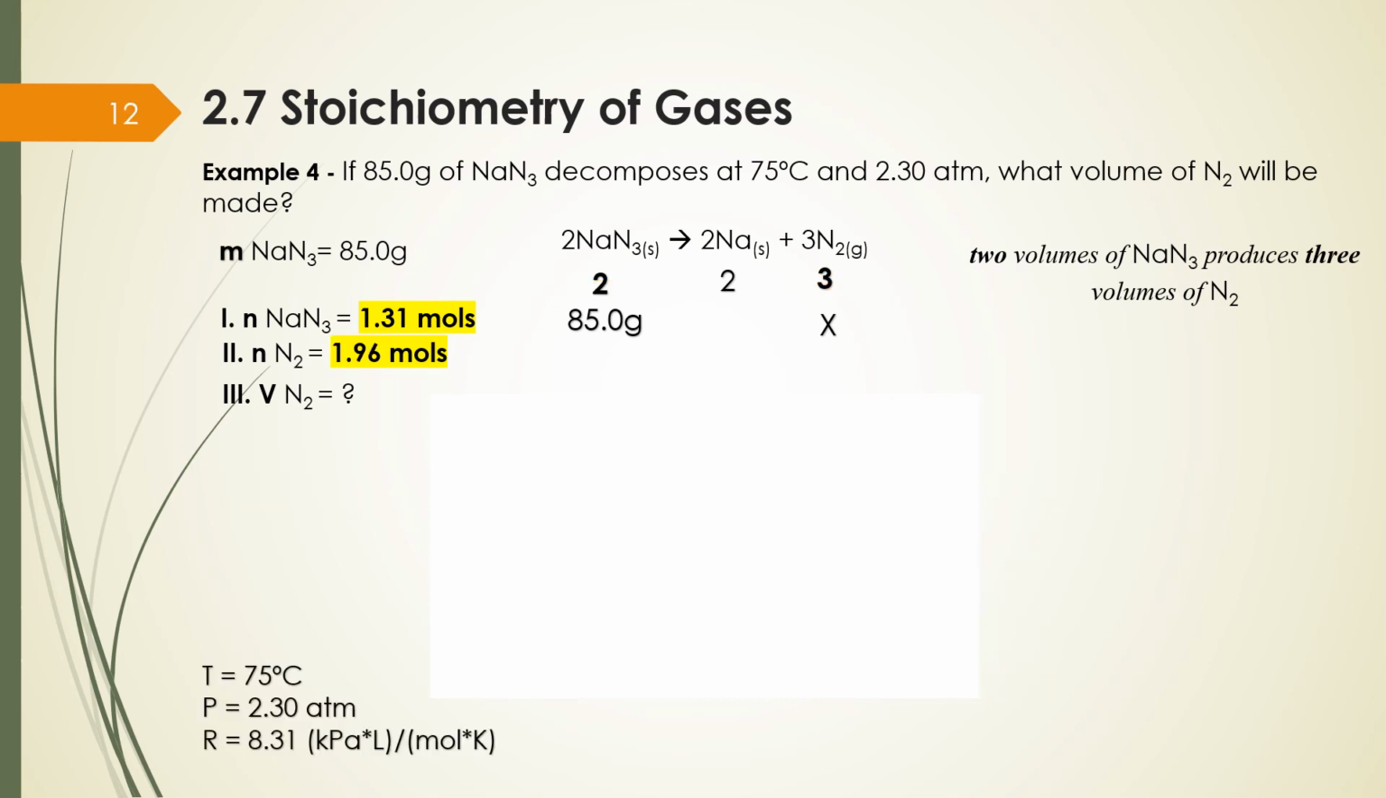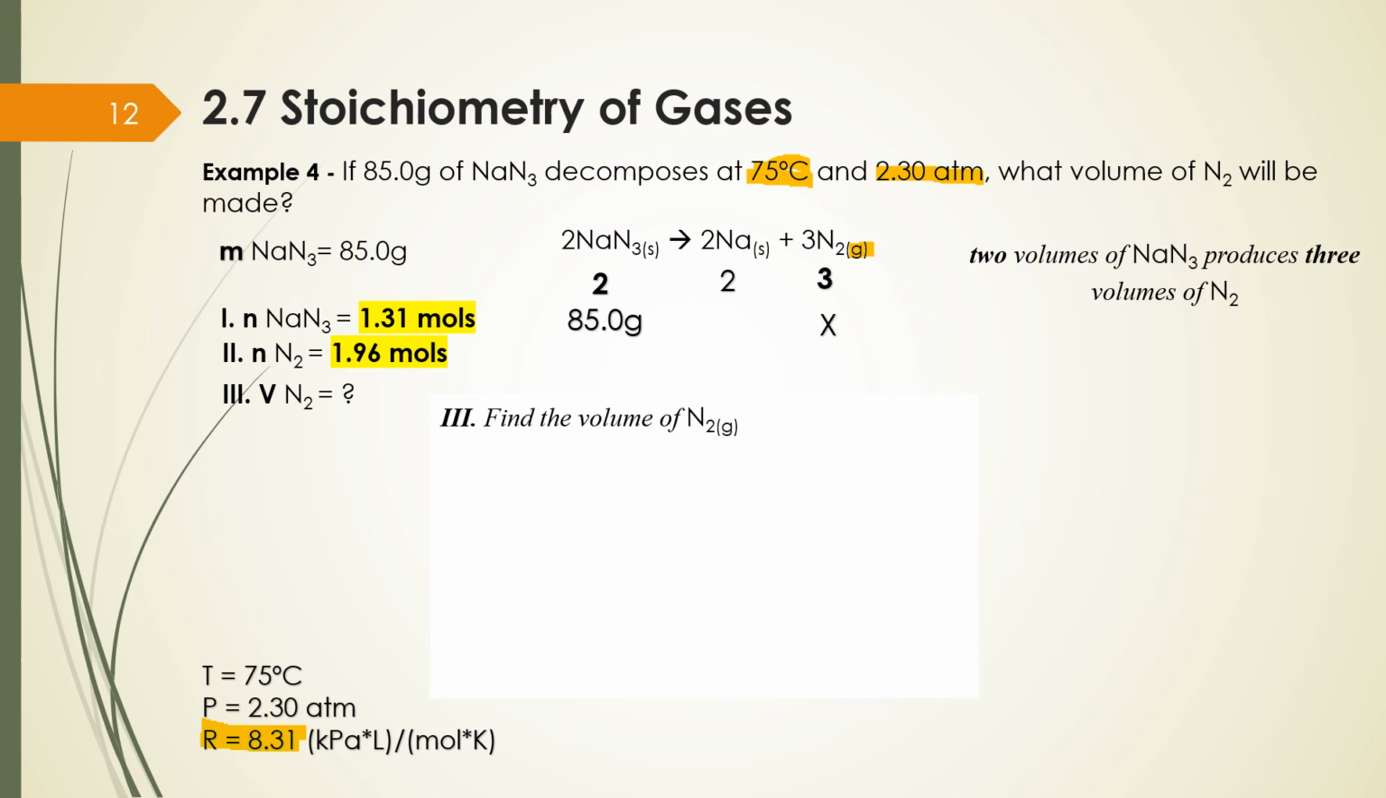N is 1.96 moles of N2. Okay, so I calculated the number of moles, and I know N2 is a gas. How do I calculate the volume of a gas? In this case, it doesn't say SATP or STP, but it gives you the temperature and the pressure. And from before, we know the constant, okay? The constant is always given to you in an exam. You don't need to memorize this, but you need to remember that you need to use it.